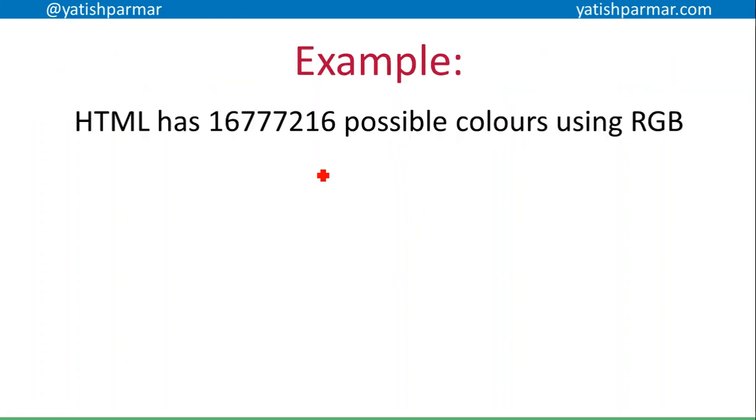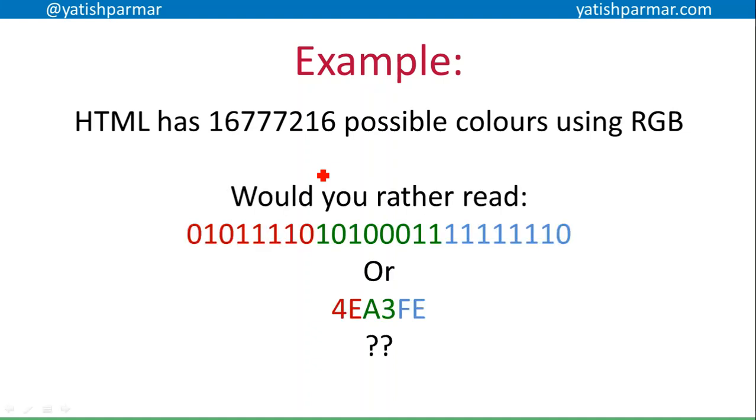Another example, an actual real life example so you have an idea, is that HTML has got 16.7 million possible colors if you use RGB, red, green and blue. Would you rather read that long binary string for the red, the green and the blue, or that really short simple hex code at the bottom, when you're coding? Obviously you want the bottom color code, because it's going to be easier for you to work with and understand.